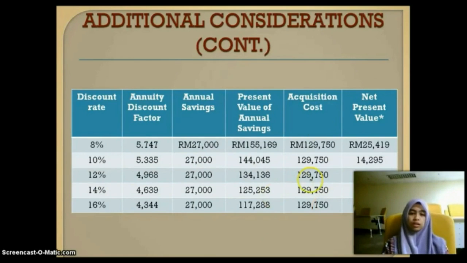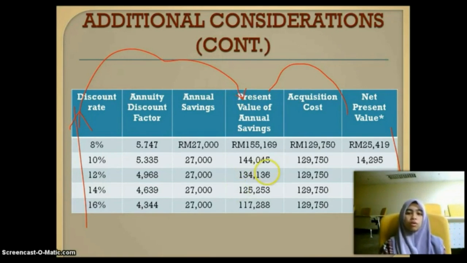Now, we look at this table. This table shows that when the discount rate is increased, it will lower the net present value. It will react to the present value of the annual saving. How low can the present value of annual saving be if the discount rate is high? The manager will see how much the net present value will sustain when the discount rate is high. Okay, that's it for additional consideration.